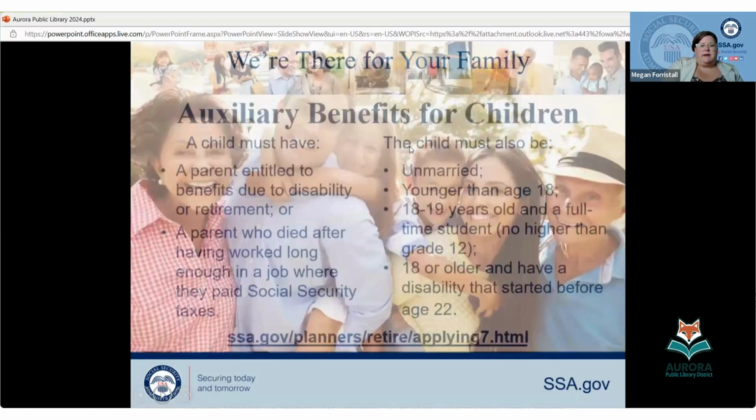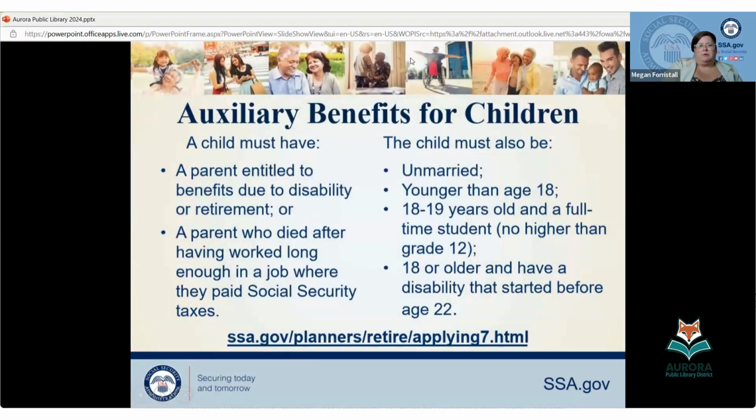Whenever you file a benefit application with us for Social Security, whether it's disability, retirement, or if someone's filing a survivor's application, we always ask questions to make sure of anyone else that might be eligible for benefits on the record. So the first set of questions we're going to ask on your retirement application is, do you have any children that are unmarried, under the age of 18, or up until 19 and still a full-time student in high school, so still under grade 12?